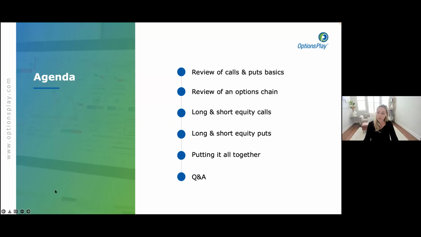So what we're going to cover today is a review of the calls and puts basics. We're going to look at an option chain, so where you would look for the prices on an option chain, the way that it's comprised and the anatomy of it, and then all of the tools and resources to help you put that together. Then we'll look at the long and short side of equity calls, and we're going to spend a lot of time on the equity calls because everything's really a mirror image, and this is a basic presentation that will give you the skills.